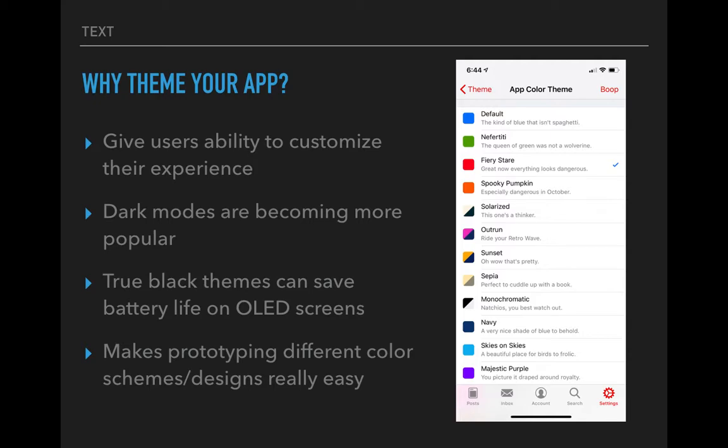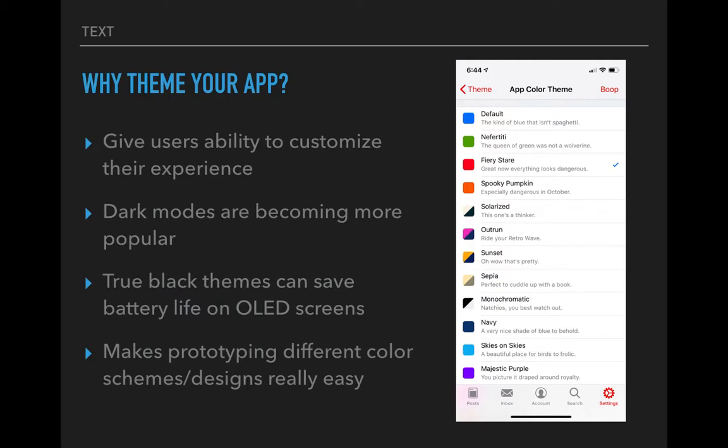I don't know if you guys use Apollo for Reddit, but this is their theme screen. You can see how many different types of themes there are. It gives the users the ability to customize their experience, which is really good for keeping them engaged with your app. Also, dark modes are becoming more and more popular with it coming to macOS and probably to iOS this summer. Also, true black themes can save battery life on OLEDs because the individual pixels aren't actually on. So that can save a lot of battery life for your users.